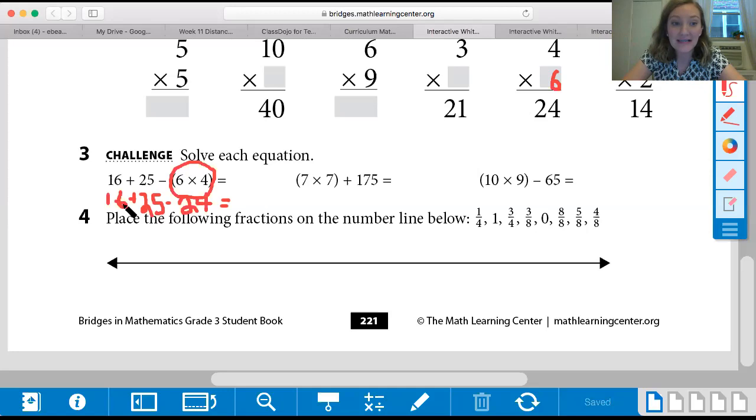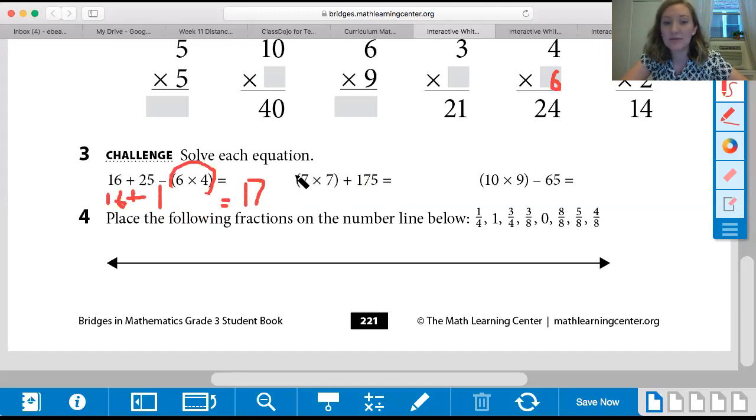What's 16 plus just 1 left, right? I could erase this. I know now that 25 minus 24 is just 1. So that means what I'm actually doing is 16 plus 1. What's 16 plus 1? 17. And there's my answer. Okay, let's try another one.